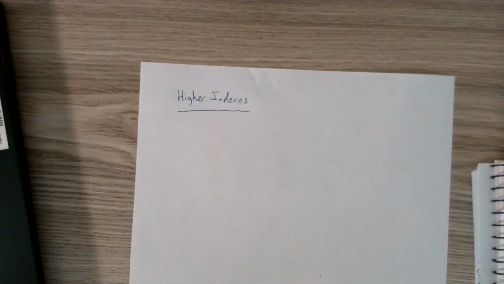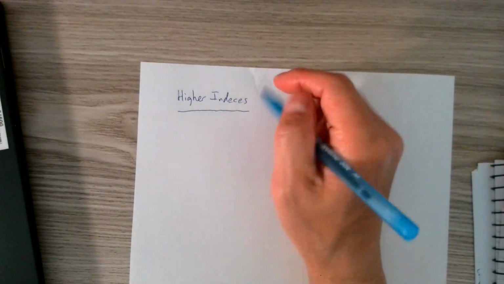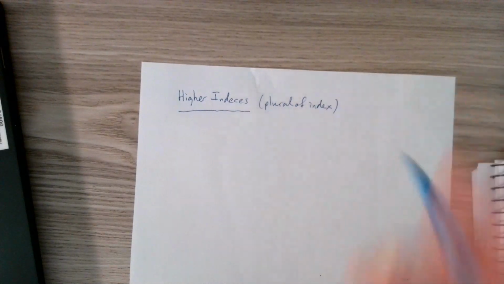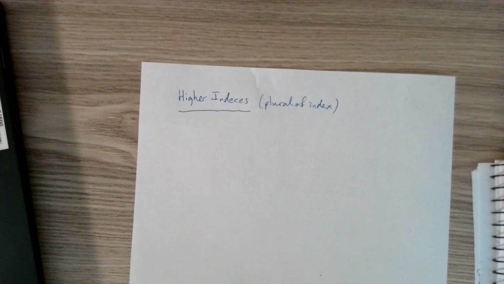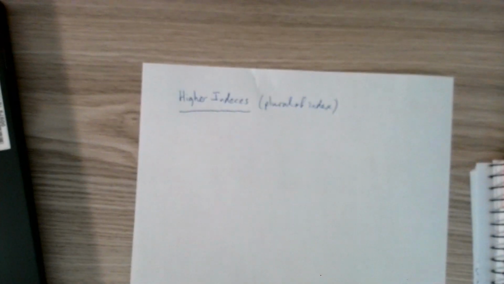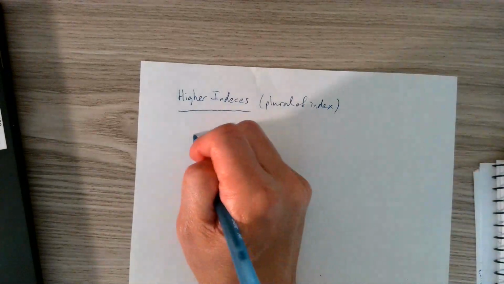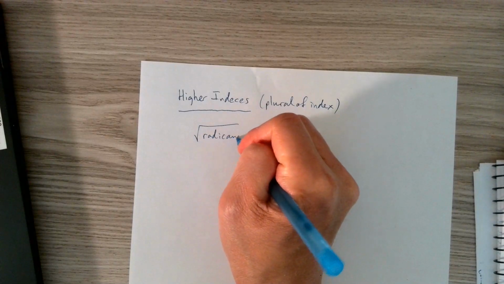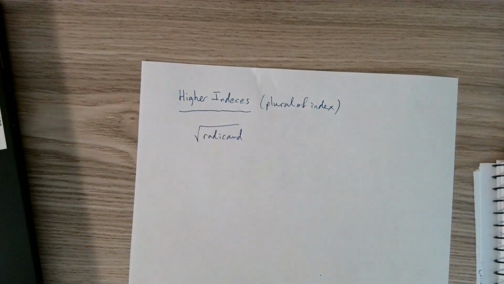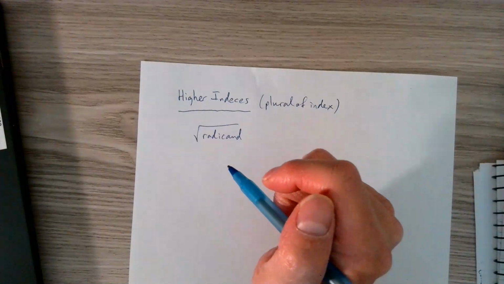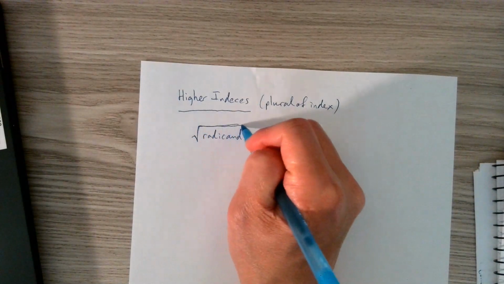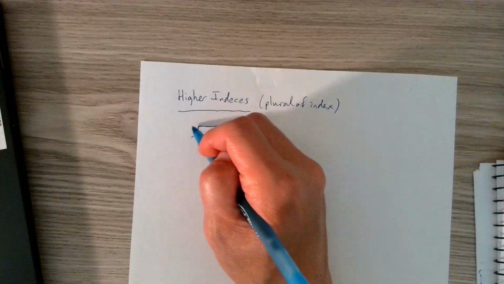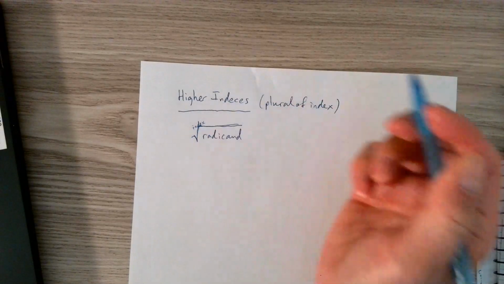Okay, we're moving on to higher indices. Indices, that's just the plural of index. So you need to know what an index is. When we have a radical, whatever's inside the radical is called the radicand. That was from the first video. And then we have the actual radical here. That's the radical. And then oftentimes we'll have a number right here, a little number here called the index.